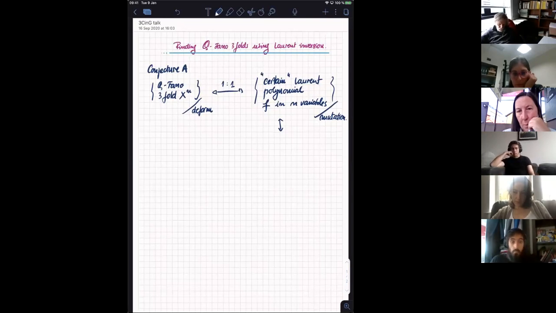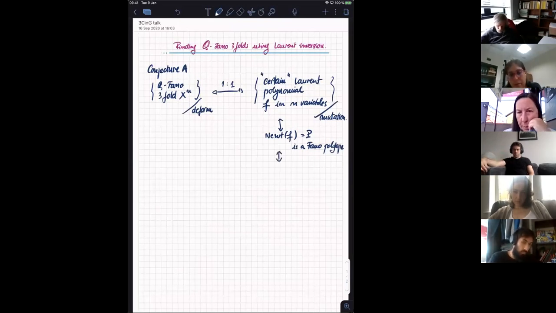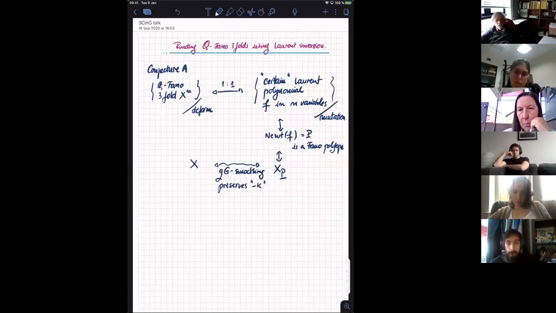So there's a bit more geometric content. Let's say that the Newton polytope of F is called P. This turns out to be a Fano polytope. Right, and then you build the toric variety X_P, and then this smooths to X, your Q-Fano threefold, more or less. This is what is called a QG smoothing that preserves, well, I'm putting this in inverted commas, minus K, but the entire Hilbert series, in fact. So this is what we are dealing with.